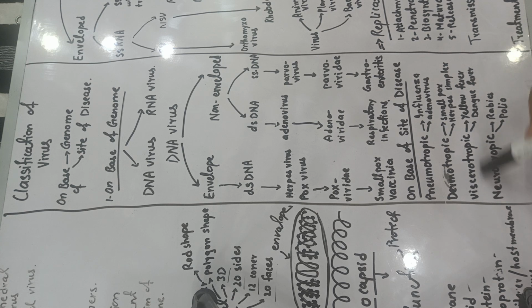Next is the viscerotropic. Viscero means internal organs or deep organs of your body. So they cause infections here, like yellow fever and dengue fever. So they cause infection inside or deep into your body.